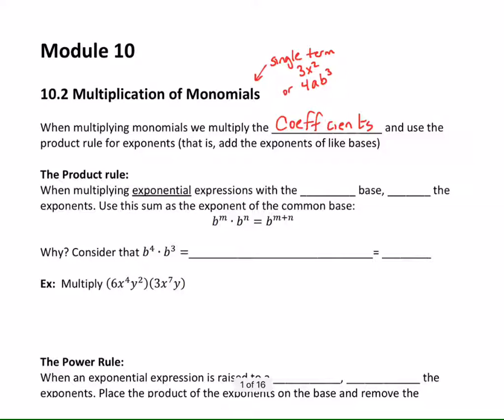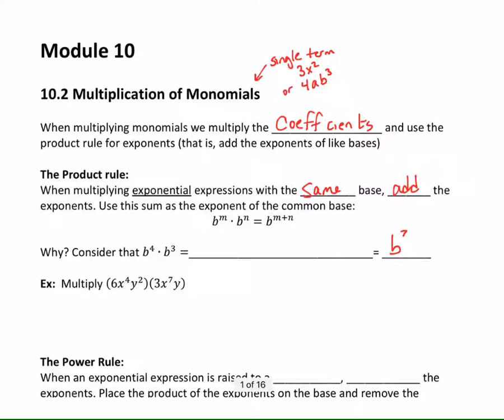And the product rule, which I have written here below, says that when multiplying exponential expressions with the same base, we add the exponents. So anytime you have something like b to the m times b to the n, it's b to the m plus n. So like in the example right here, b to the fourth times b to the third should be what? B to the 7. Right, because you're adding 4 plus 3.